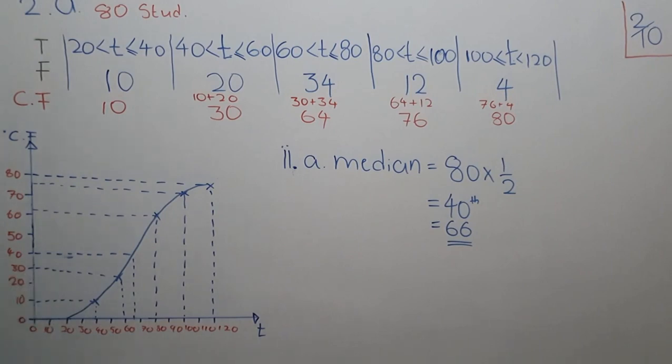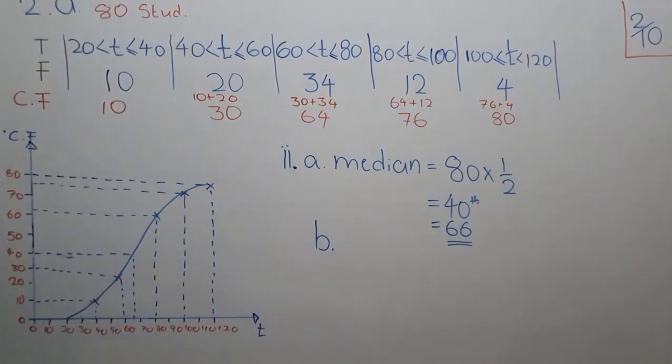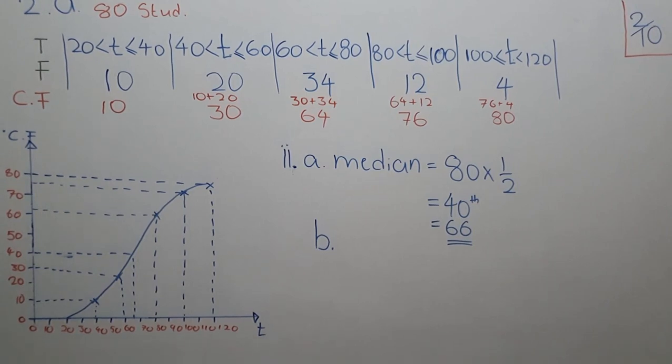Then we have the interquartile range. Now this graph can be separated into 4 segments, like first quartile, second quartile, third quartile and fourth quartile. First quartile is 25% of the total frequency, 25% of the total 80. Then second quartile is 50% of the total 80. Third quartile is 75% of the total 80. And fourth quartile is the total 100% of the 80.